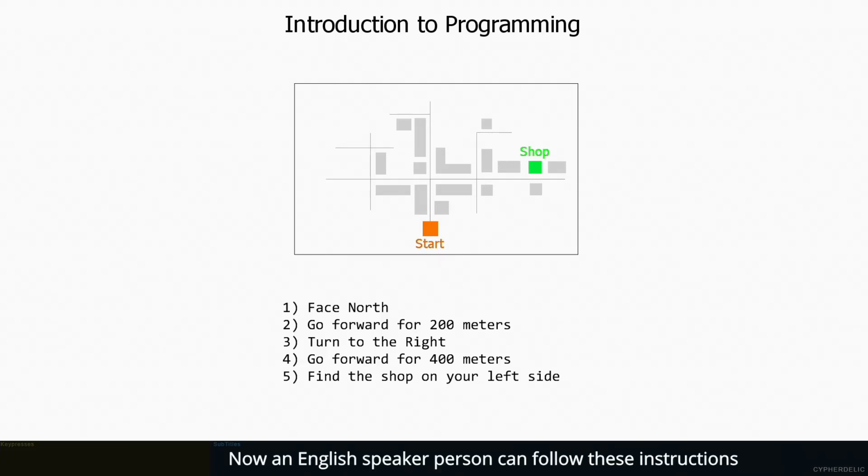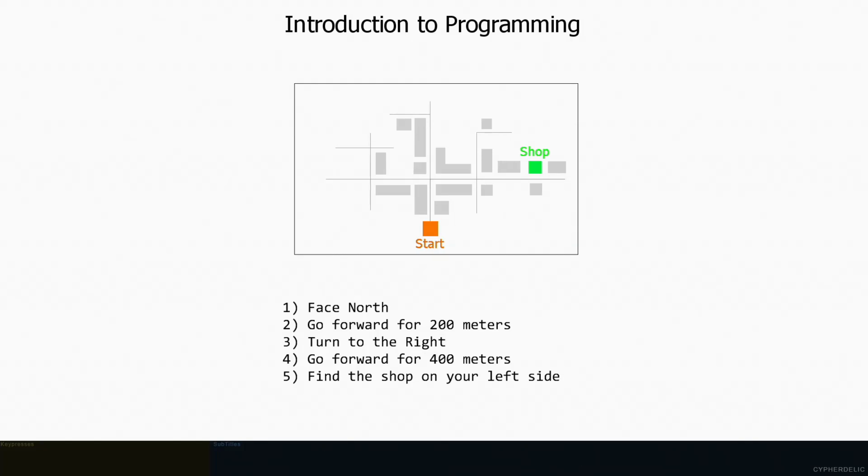Now, an English-speaking person can follow these instructions step by step, one after the other, in order to find the shop from the start position. So let's do that. If we're at the start position, we'll face north, then we'll go forward 200 meters, we'll turn to the right, then we'll go forward another 400 meters, and we'll look to the left to find our shop.